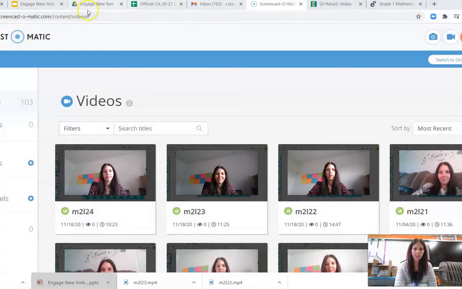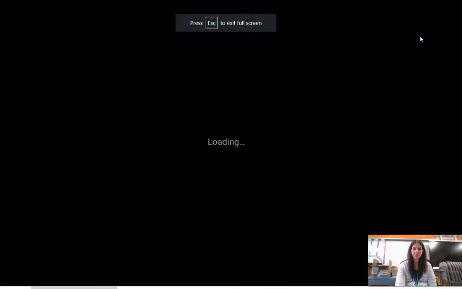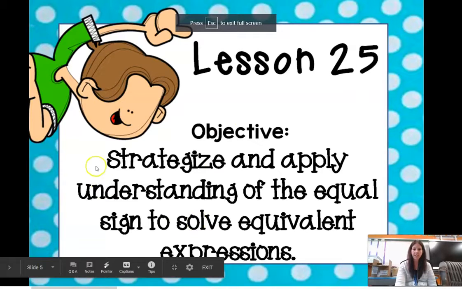So let's look at our lesson 25. Our objective for today is to strategize and apply understanding of the equal sign to solve equivalent equations. This word equivalent means equal. So two equations that are equal is what we're looking for.